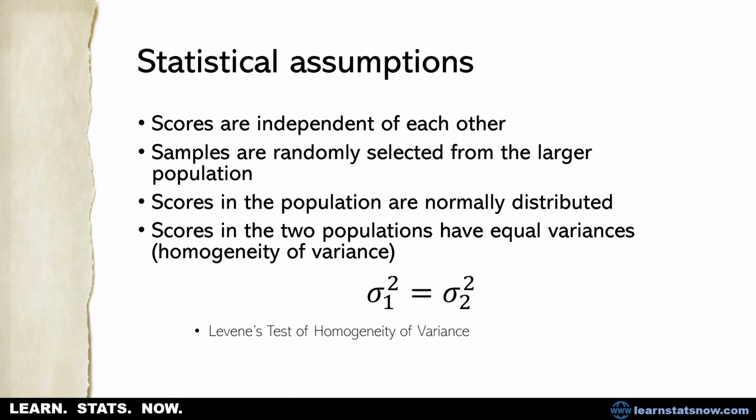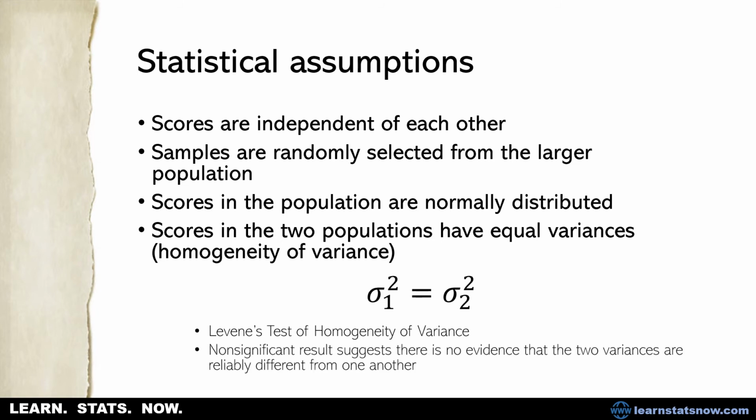The test that is typically run to test this is called Levene's test of homogeneity of variance. And typically what we want to find when we run that test is a non-significant test result, right? Because a non-significant result suggests that there is no evidence that the two variances are reliably different from one another.